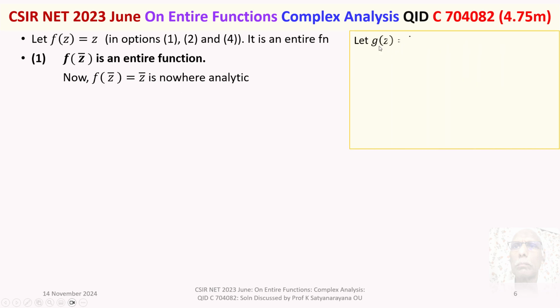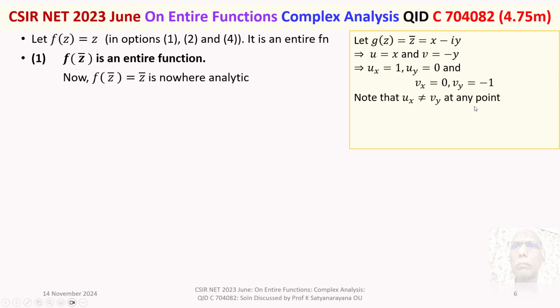You can see here, let g of z is equal to z bar is equal to x minus iy. The u, the real part of g z, is x. V, the imaginary part of g z, is minus y. Ux is 1, uy is 0 because u is free from y. Vx is 0, vy is minus 1. And ux is not equal to vy because ux is 1 and vy is minus 1. They are not equal at any point. Therefore, the Cauchy-Riemann equations are not satisfied at any point.